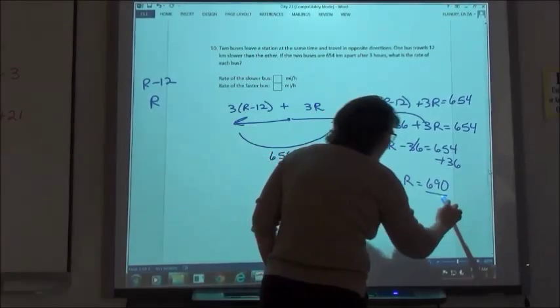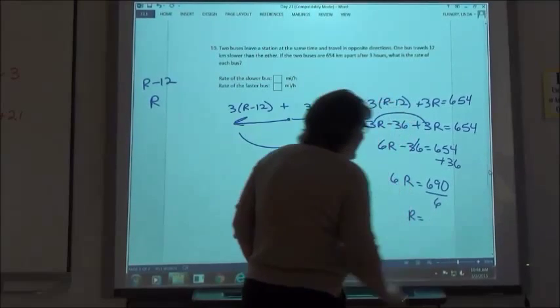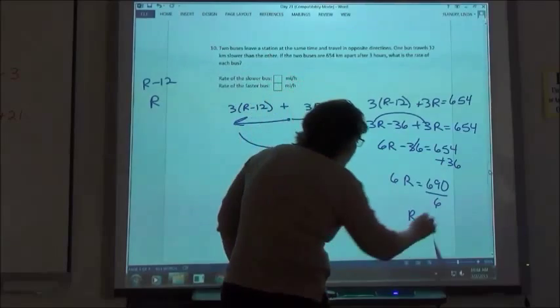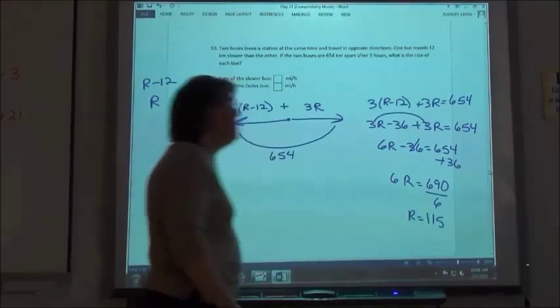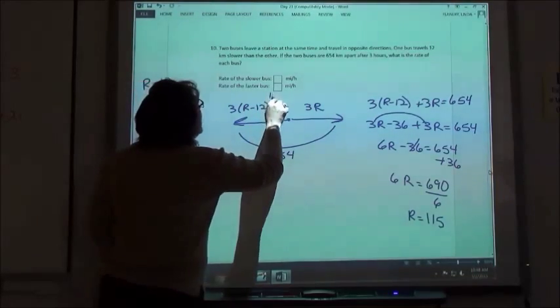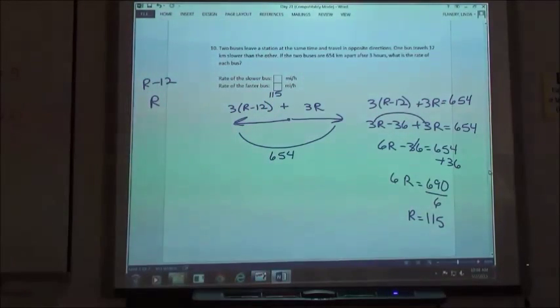And dividing by 6, r equals 115? Yeah. So that is going to be the rate of the faster bus. Holy cow, he's going fast, 115.